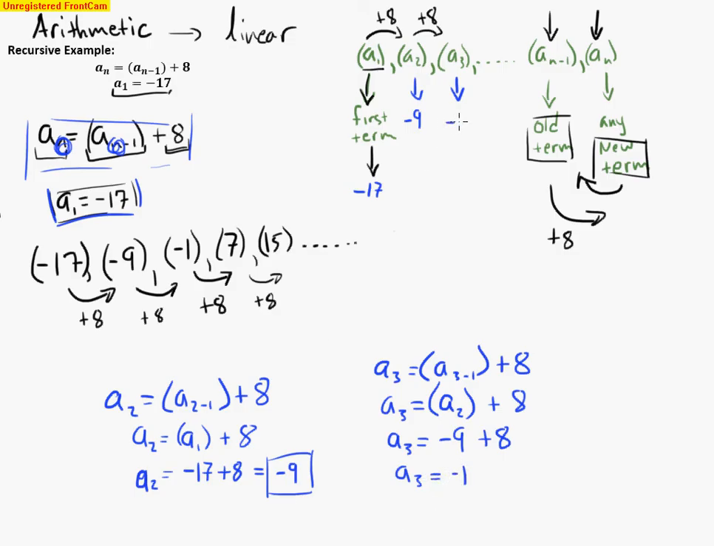So now I have negative 1. And you can see that I'm growing the same way as before. I started with negative 17, negative 9, negative 1, and I'll continue growing by this plus 8 every single time.